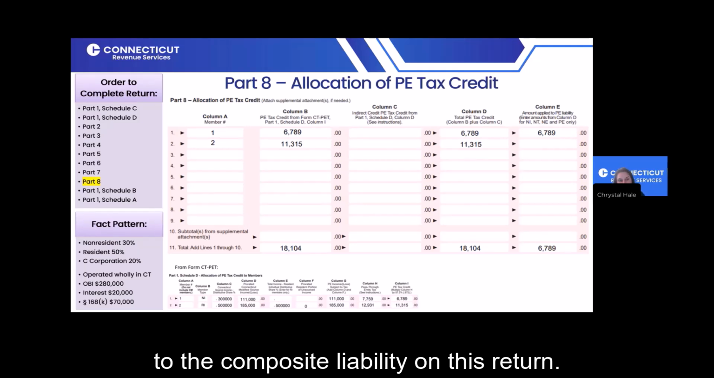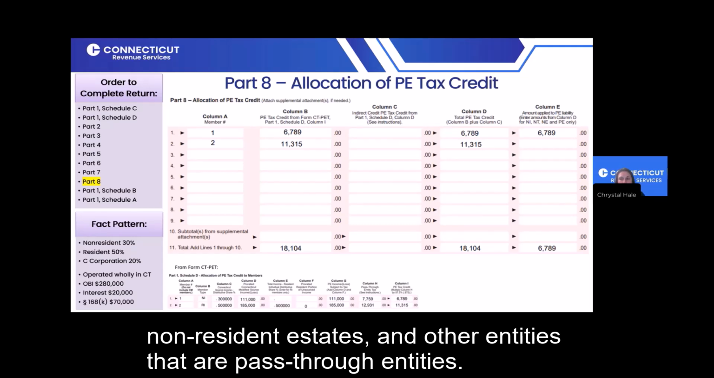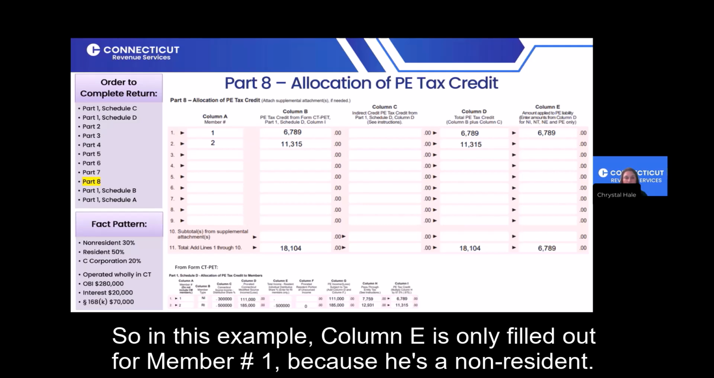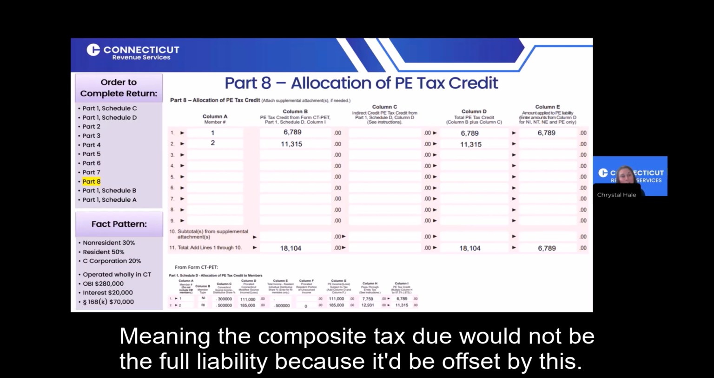on this return. This should only include non-resident individuals, non-resident trusts, non-resident estates, and other entities that are pass-through entities. So in this example, column E is only filled out for member number 1 because he's a non-resident. So what this is going to do is offset the composite liability for that amount, meaning the composite tax due would not be the full liability because it would be offset by this.